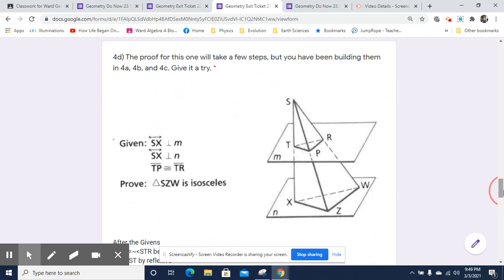I hope that helped. So ultimately, by proving that triangle STP and STR are congruent, we can prove that angles TSP and TSR are congruent, which then allows us to prove that triangles SXZ and SXW are congruent. And that allows us to prove that SZ and SW are congruent, which demonstrates that SZW is isosceles because it has two congruent legs. All right, there you go.